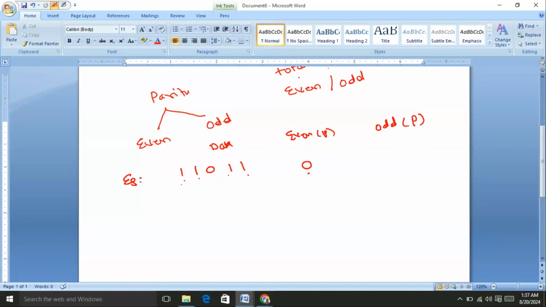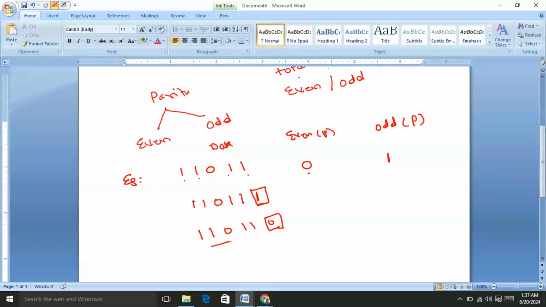to make the total number of ones odd, I add 1. Now the information is 11011 and 1. This 1 is the extra parity bit. In the same way, for even parity, 1101100. The total number of ones in the given information is even.